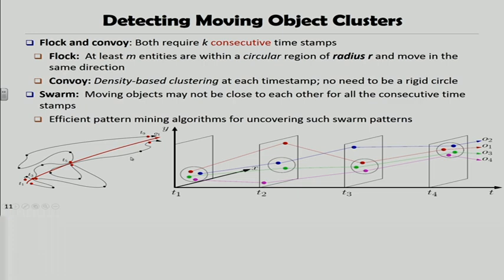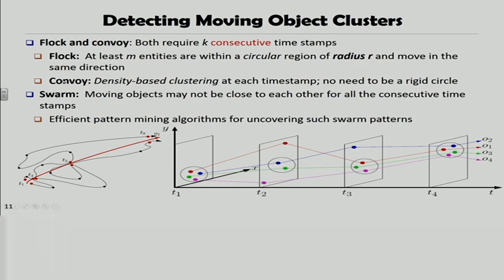This is more like you allow the animals to graze. Some animals move, the other animals may still graze. So at a certain time, you take snapshots, they are far apart. But overall, you see they are moving because you take snapshots, you find a good portion of them are synchronized. That one is called swarm. Of course, finding swarms is more challenging than finding convoys and flocks.